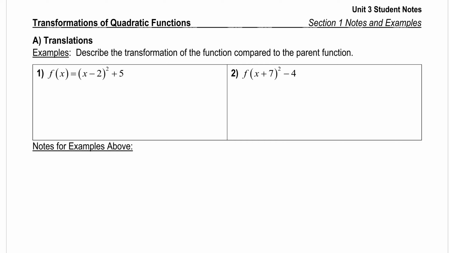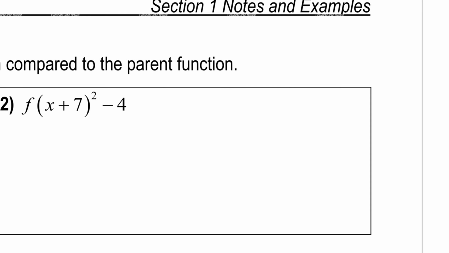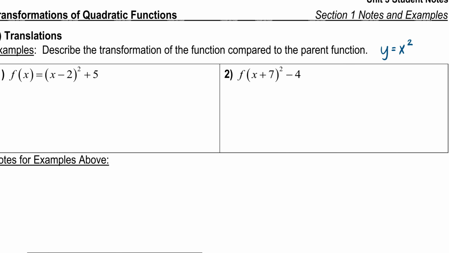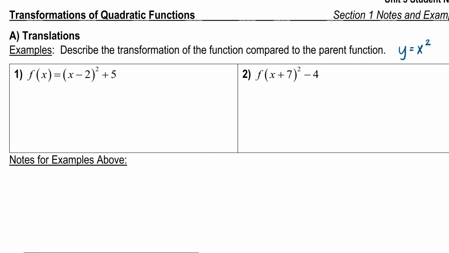Examples: describe the transformation of the function compared to the parent function. Okay, so real quick, the parent function, if you have forgotten, for a quadratic is just y equals x squared. So there are no transformations on that, and that's it. You can tell because there's no numbers. So you just want to compare everything to that parent function. So let's look at number 1.